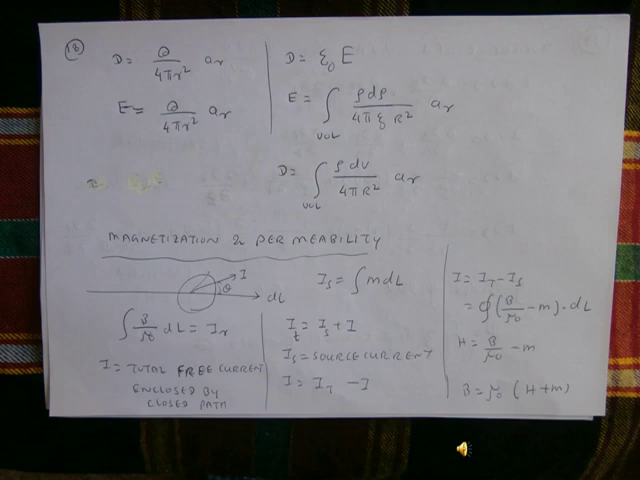So E equals the volume integral of rho dv divided by 4 pi epsilon 0 r square ar, and D equals the volume integral of rho dv divided by 4 pi r square ar. So this is for the electric field intensity and the flux density, depending on the rho value, the volume value, and the radial value in the ar direction.